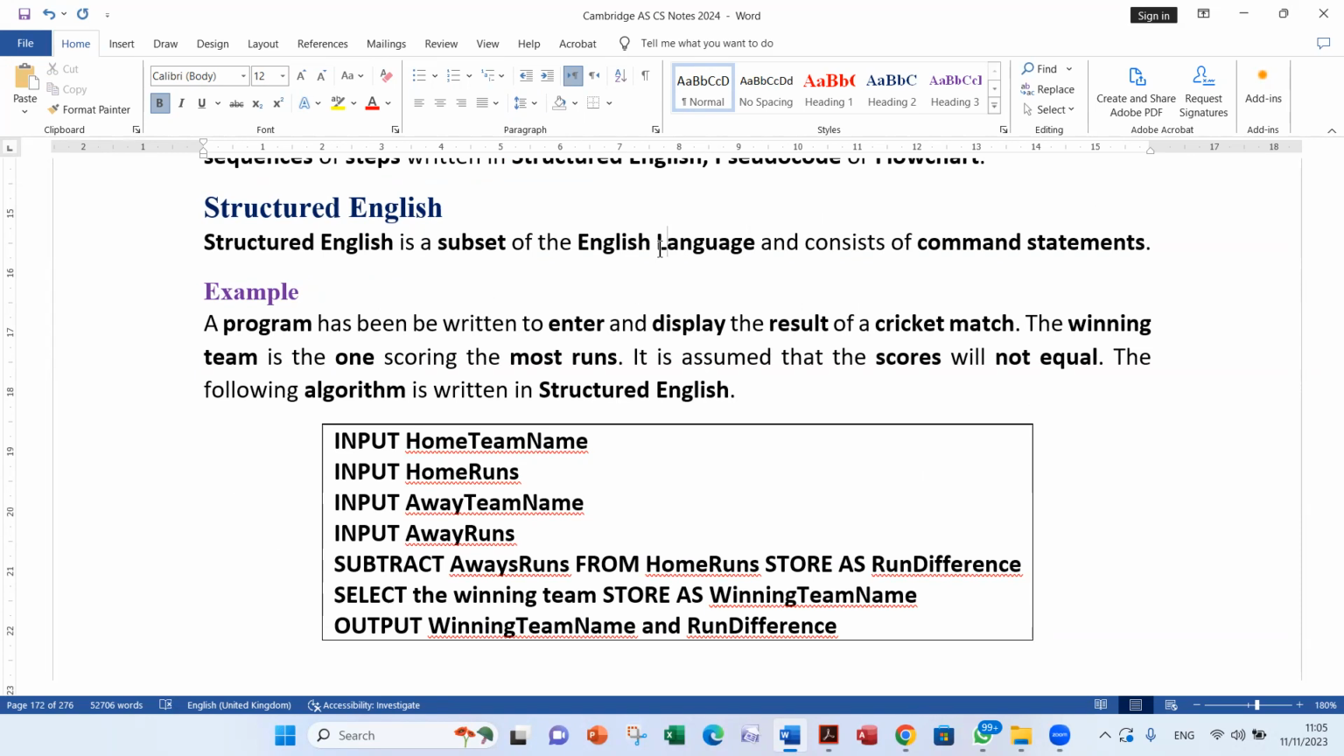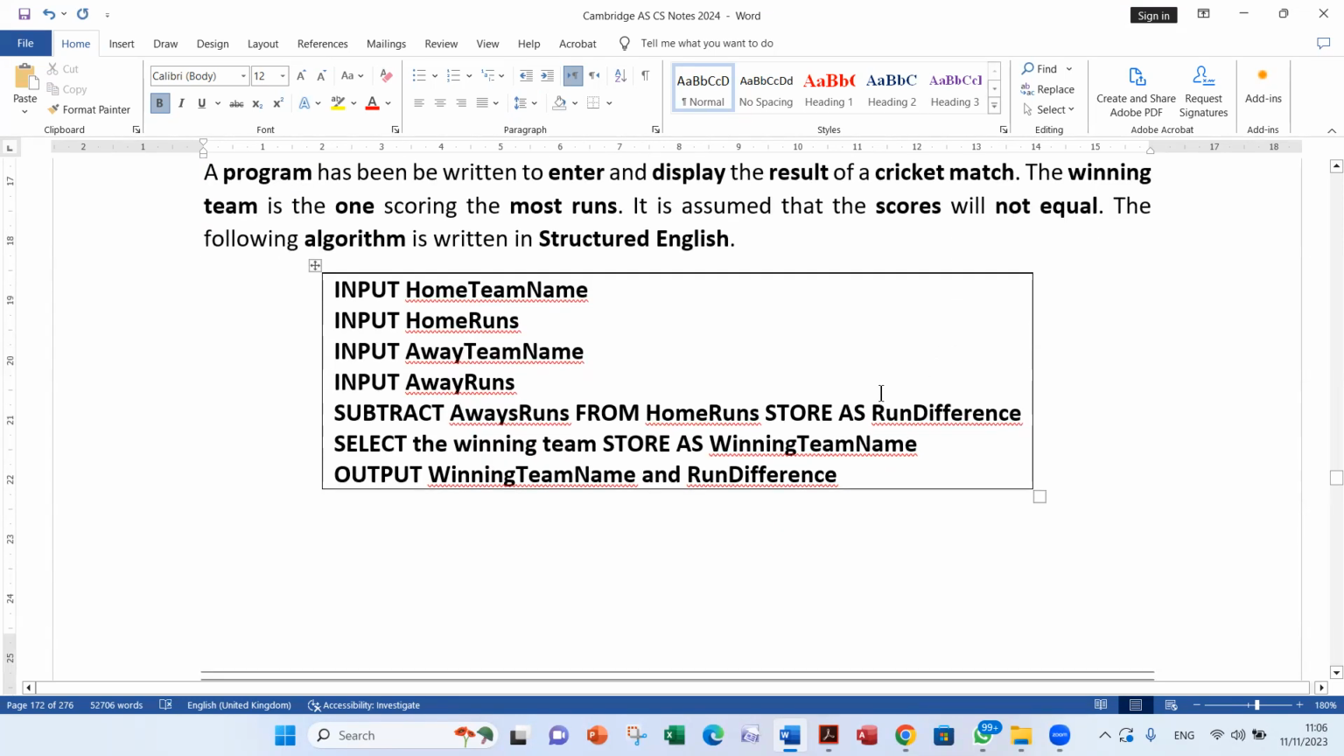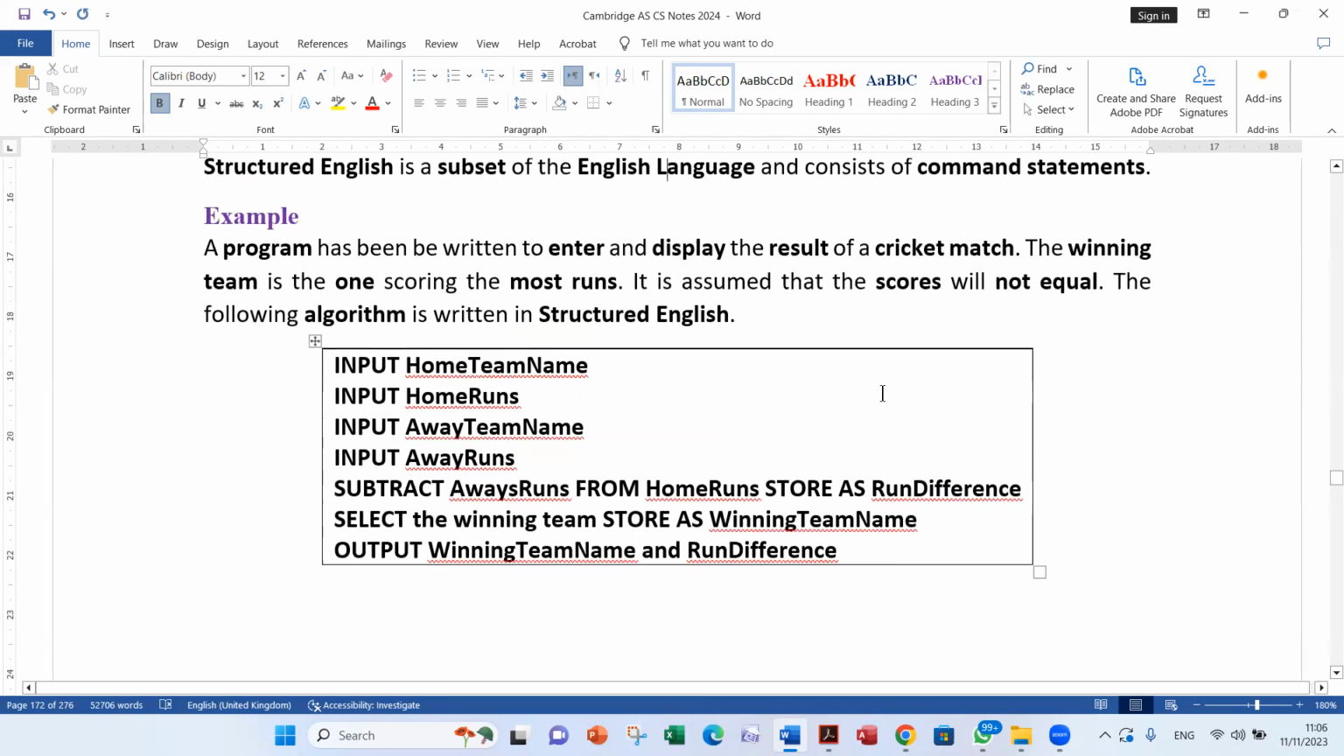Okay, example. A program has been written to enter and display the results of a cricket match. Actually, this is an exam question. I copied it from old days and I'm presenting it for you. The winner team is the one scoring the most runs. It is assumed that the scores will never be equal. They will keep playing until one of them wins. There is no draw. Okay? The following algorithm is written in structured English. So that was given as the question head. That was the question.